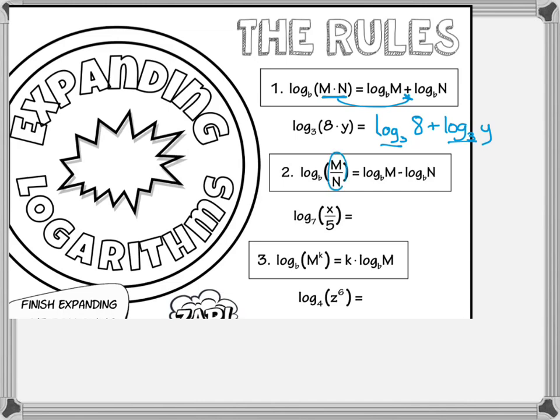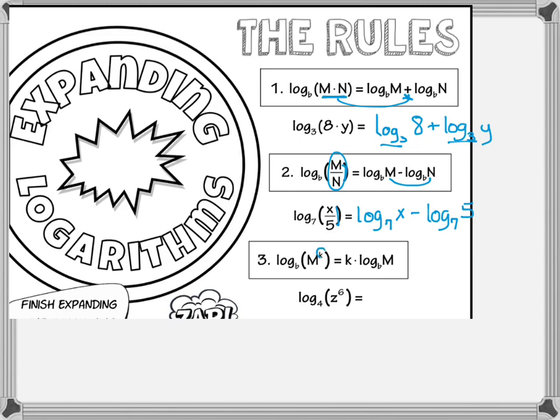If you're dividing, we subtracted our exponents, so we're going to subtract the logarithm. So if we're dividing, we need to subtract. So log base 7 of x divided by 5 is going to be log base 7 of x minus log base 7 of 5. And so your numerator goes first, your denominator goes second.